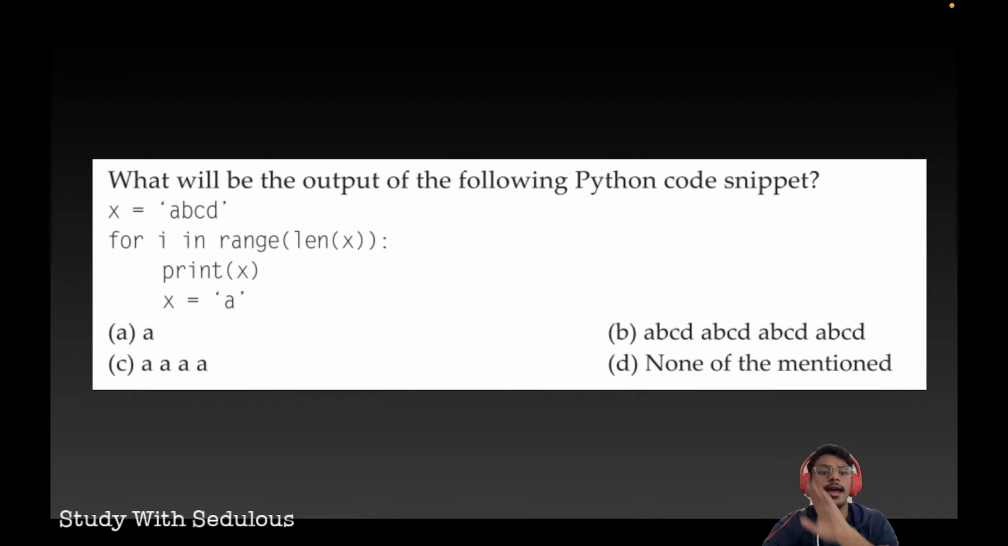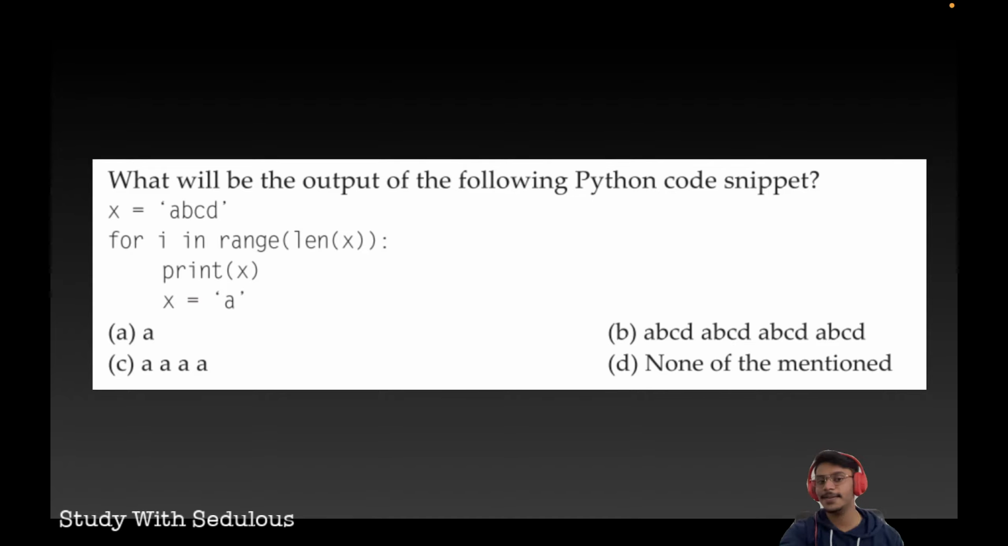Oh my gosh. It'll be none of the above. What if only ABCD had been printed once? Do you want to see that question again? x is 'ABCD'. For i in range(len(x)): print(x). x is 'A'. First you will print ABCD, then A, then A, then A.